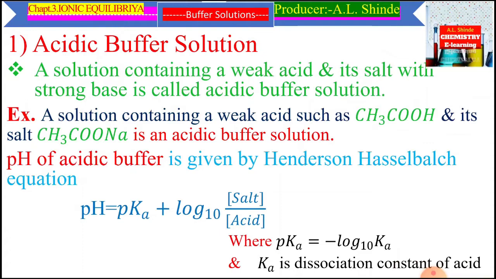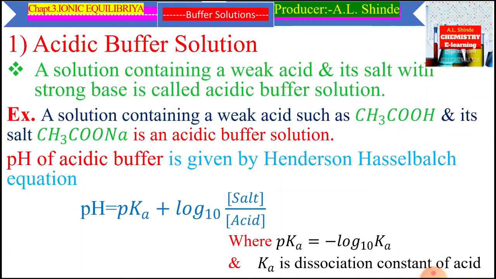For example, a solution containing a weak acid such as acetic acid having formula CH3COOH and its salt sodium acetate having formula CH3COONa is an acidic buffer solution.